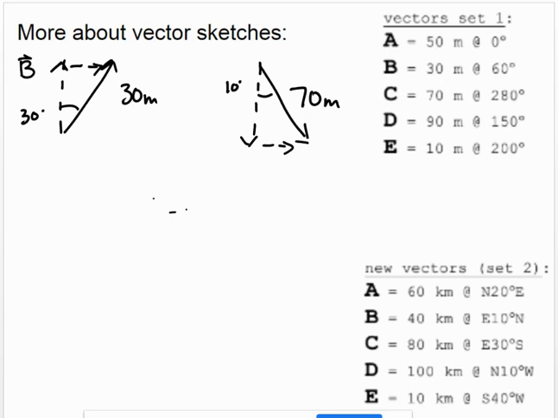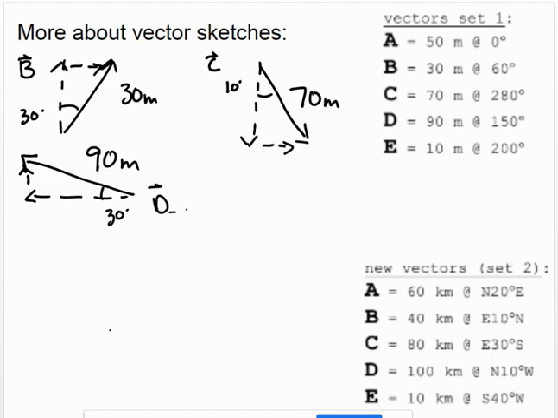Vector D at 150 degrees. 150 degrees is closest to 180. There's the 180. That is 30 degrees from 180. That vector is 90 meters long. Again, Lois would have to walk to the left and then straight up to get there. So let's label this one vector C and this one vector D.